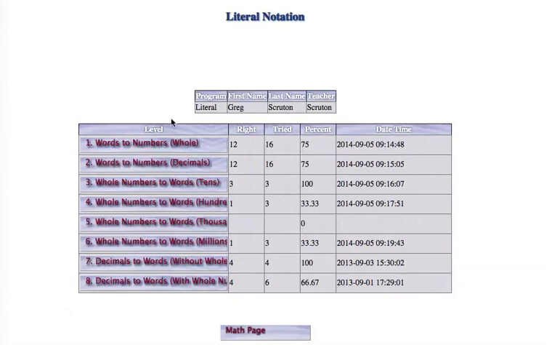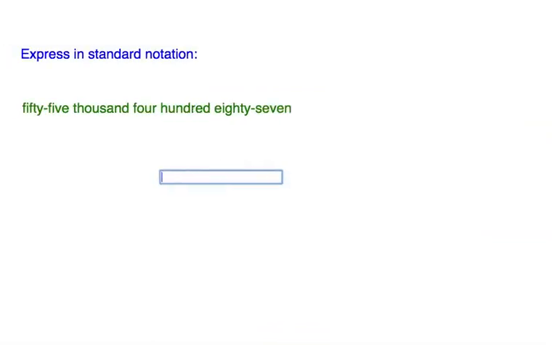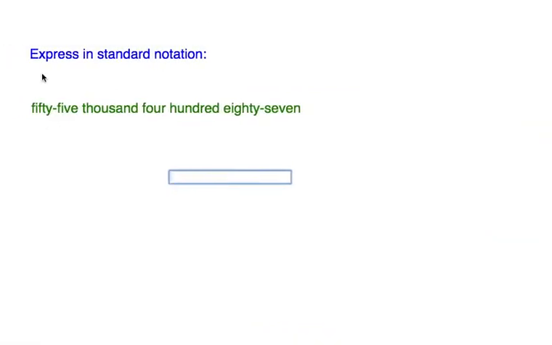All right, here we are in literal notation, and I'm just going to click on level 1. And level 1 is pretty straightforward. It's just asking you to take the words and write them in numbers. Okay, so we have 55,000. So that means 55, and this 5 is going to be in the thousands place, all right?